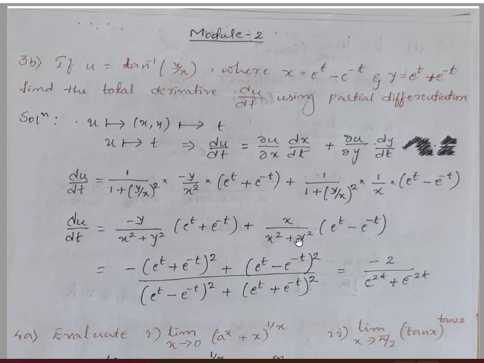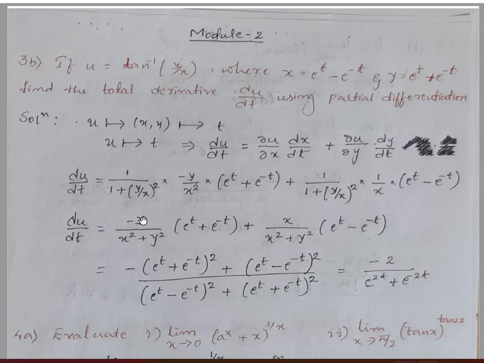Similarly here, x by x square plus y square, e power t minus e power minus t. I have just taken out x square as LCM. Then substituting the values of x and y in the above equation, I got the denominator is same. I have taken the LCM. In place of x, it is e power t minus e power minus t the whole square, plus in place of y, e power t plus e power minus t the whole square.